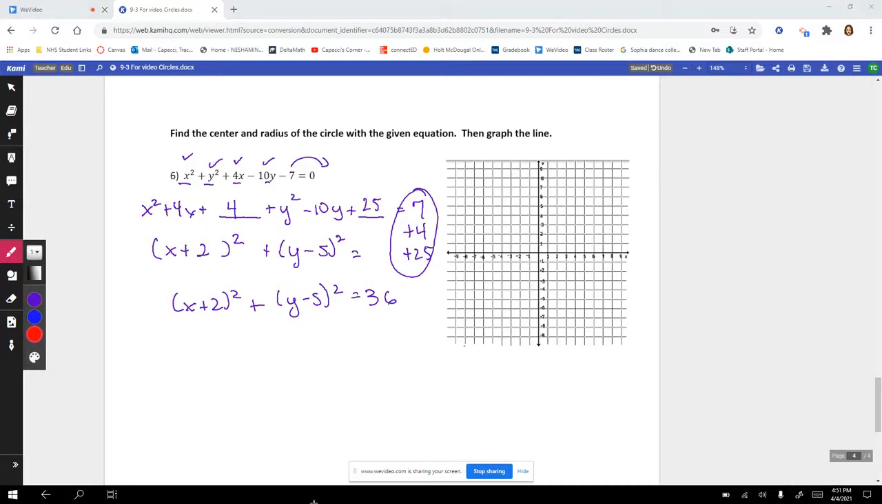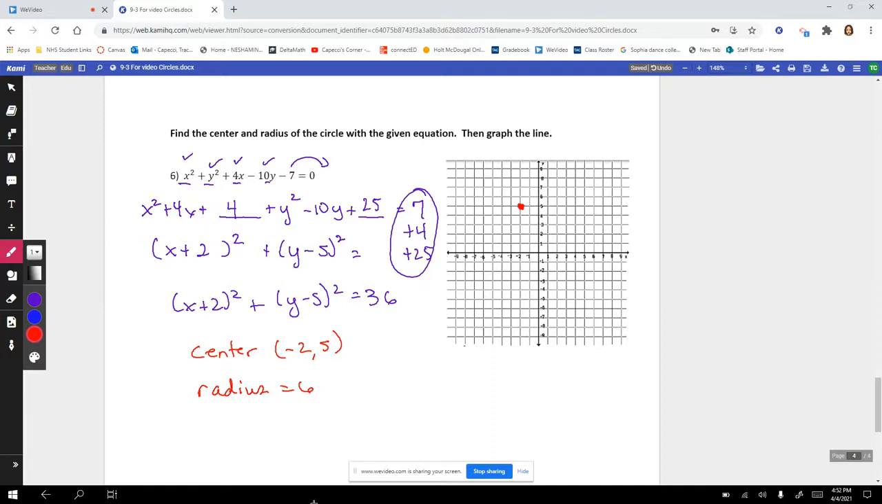Okay, so let's do our points now. We have our equation. It looks really good. So my center is going to be -2, 5. And my radius is the square root of 36, so that's going to give us 6. So let's see what I have. -2, 5 is going to be here. And the radius is going to be 6. I'm going to count 6 in every direction.